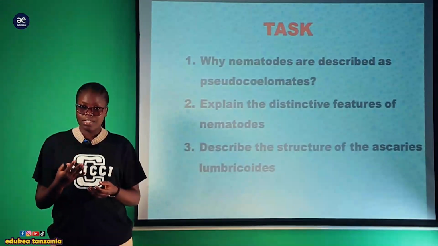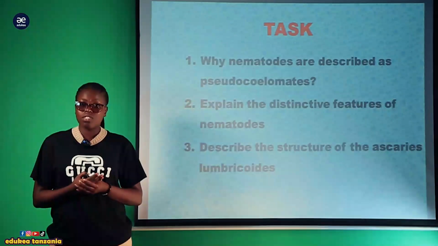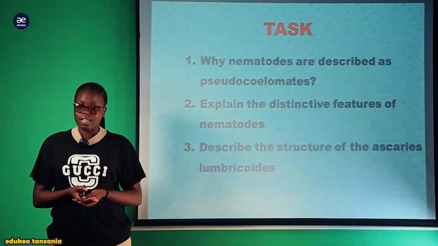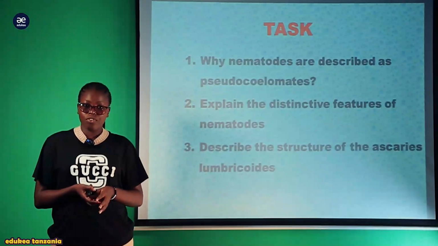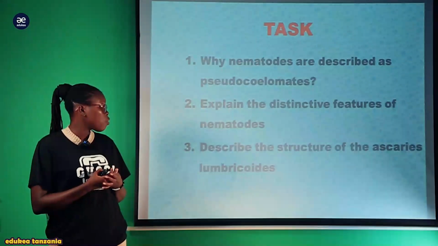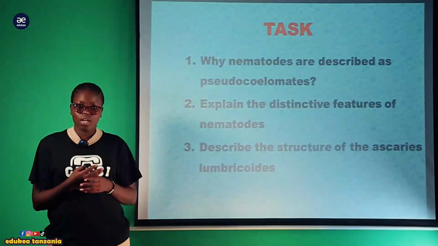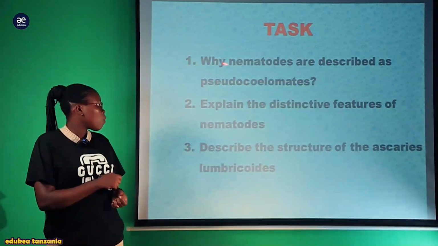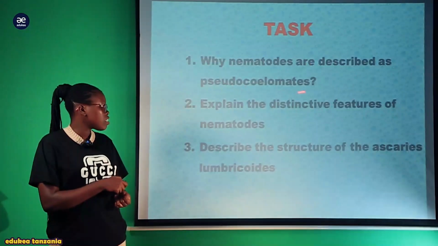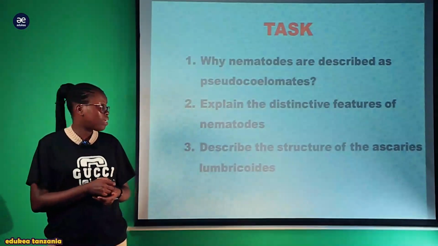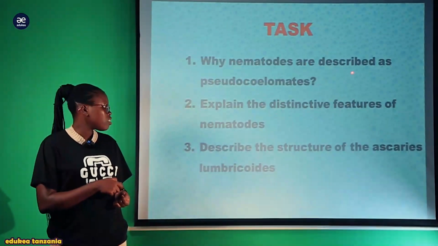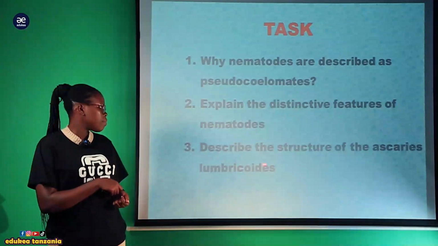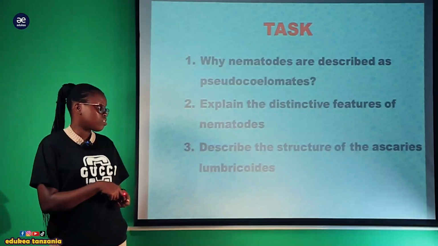I hope that now you understand well the lesson. Now I would like to give you a simple task. You have to take a look through it so that you can improve your understanding. My questions to you, my lovely Form 4 students, are just a few. My first question is, why are nematodes described as pseudocoelomate? Second one, explain the distinctive features of the nematode. And the last question, describe the structure of Ascaris lumbricoides.